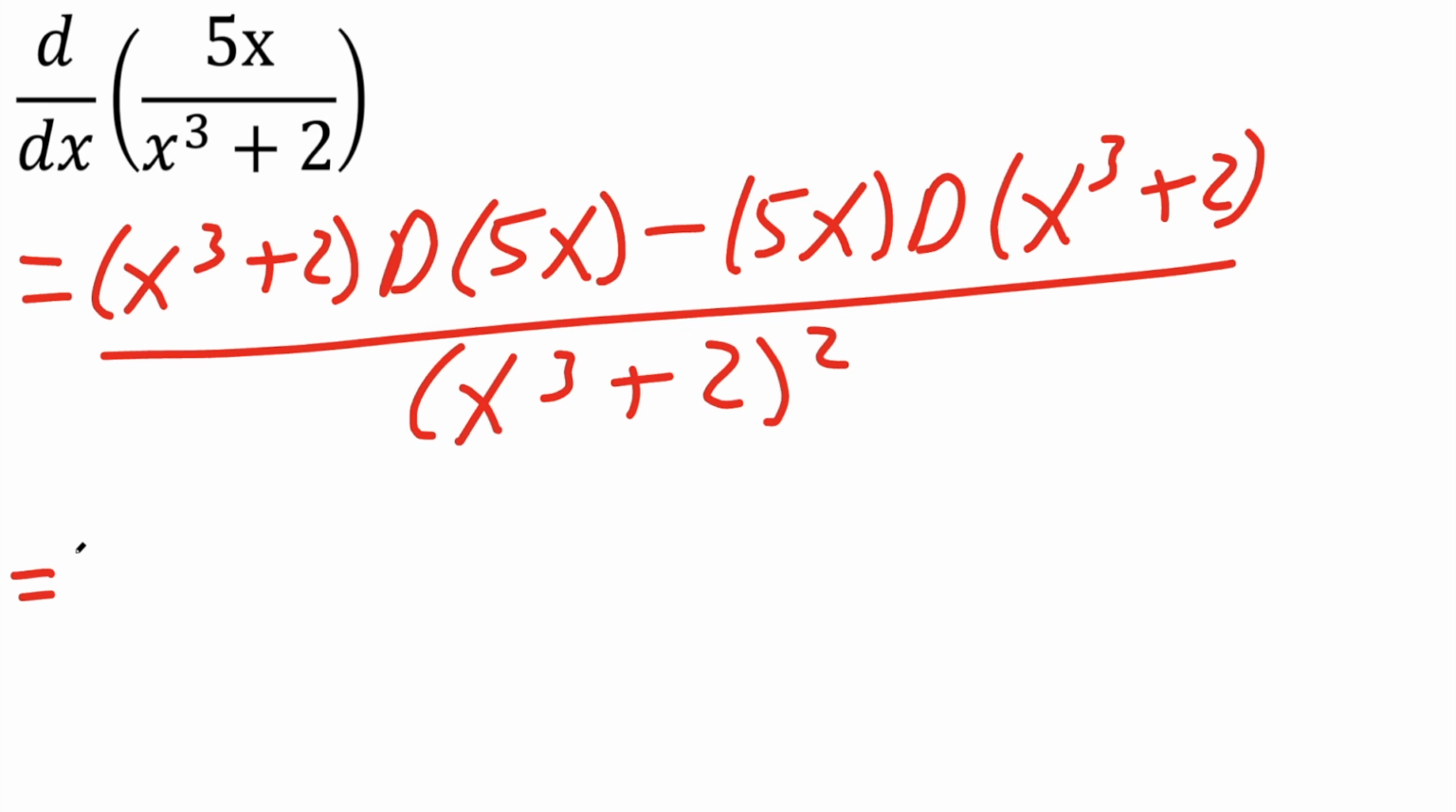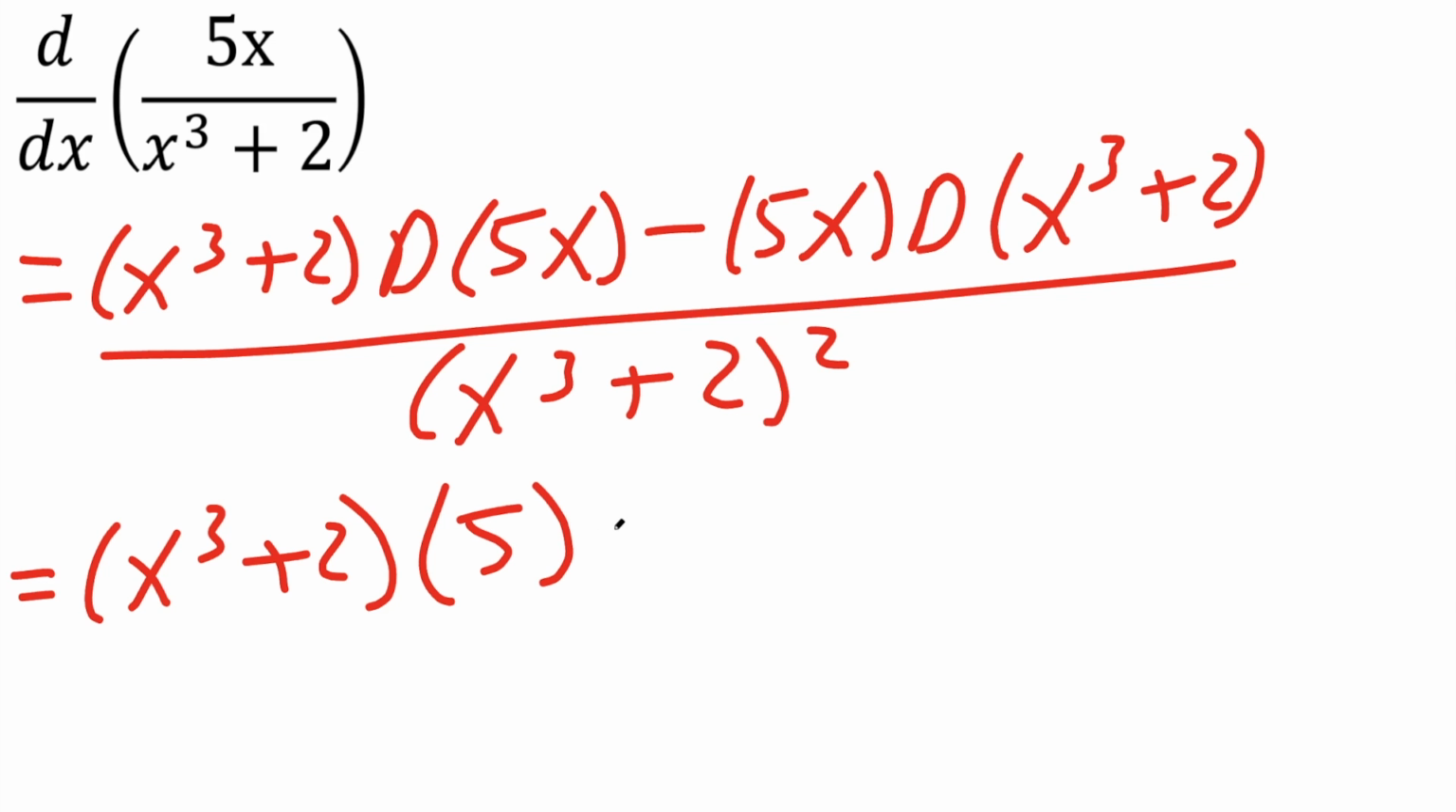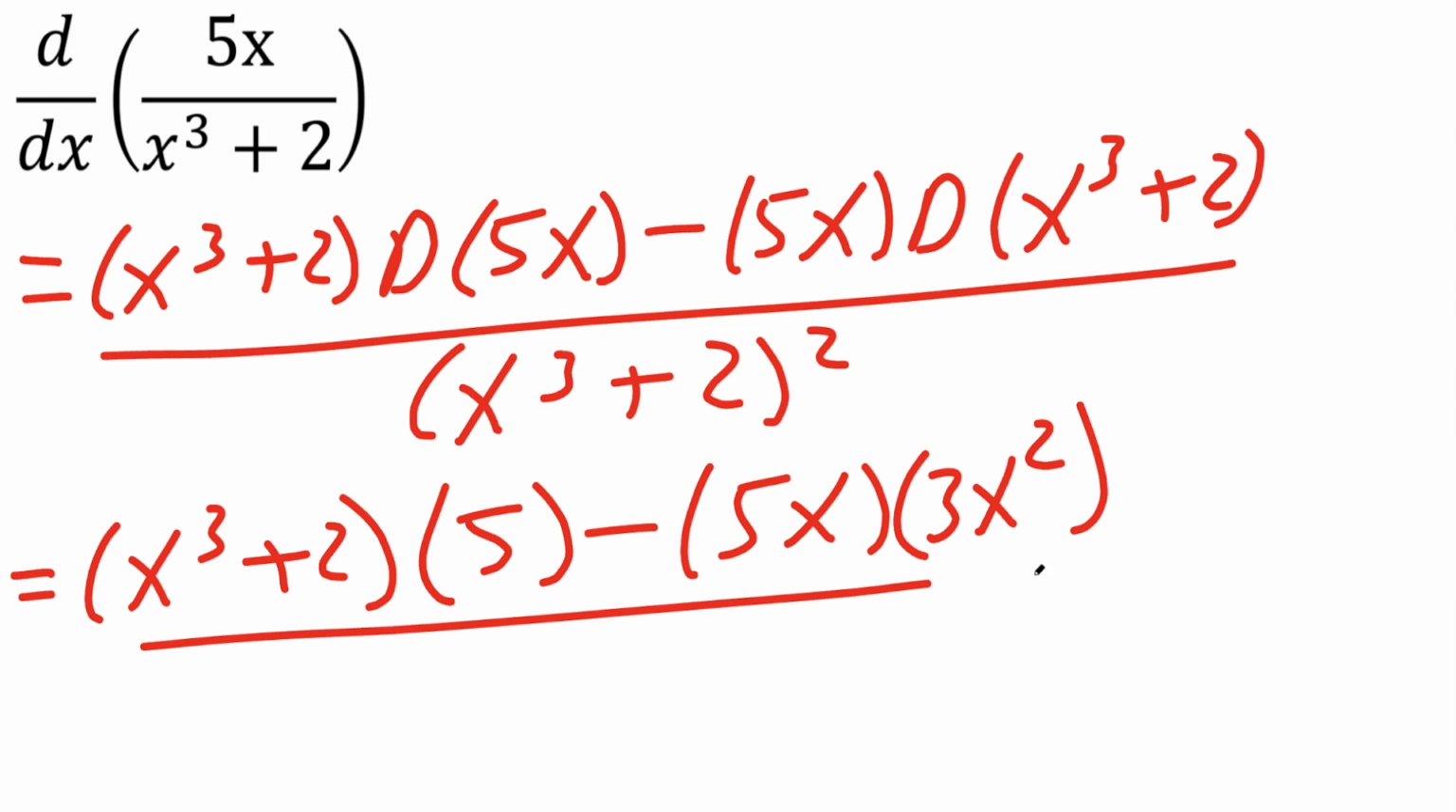Now, we can clean this up a little bit, so we'll keep our x cubed plus 2, and then we'll take the derivative of 5x, and the derivative of 5x is just 5, minus parentheses 5x, and the derivative of x cubed plus 2. The derivative of x cubed would be 3x squared. You bring down the 3, you take 1 less, so 3 minus 1 is 2. And the derivative of positive 2 is just 0. And then divided by the square of what's below, so x cubed plus 2 squared.